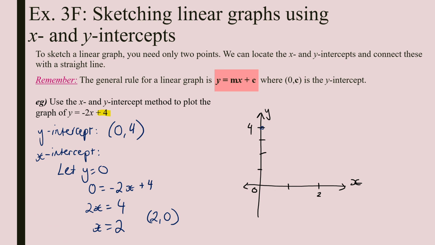So my x-intercept is 2, my y-intercept is 4. We draw a straight line through those 2 points, and we label the line y equals negative 2x plus 4. And that's it. We have a straight line graph using only 2 points. This time, those points are the intercepts.